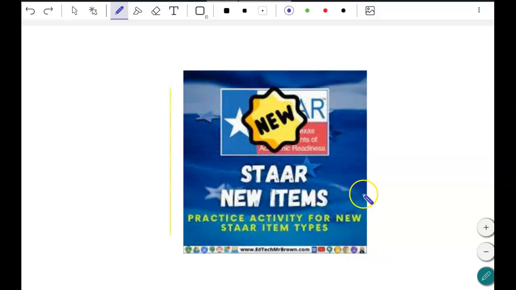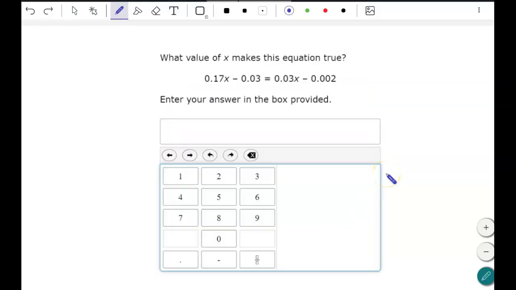All right, the next few sections will be on the new star type questions. So let's just jump right into that. It says, what value of x makes this equation true? And so you have to have the exact answers. There's no rounding or estimating here. So I'm just going to rewrite that so we can show the work.